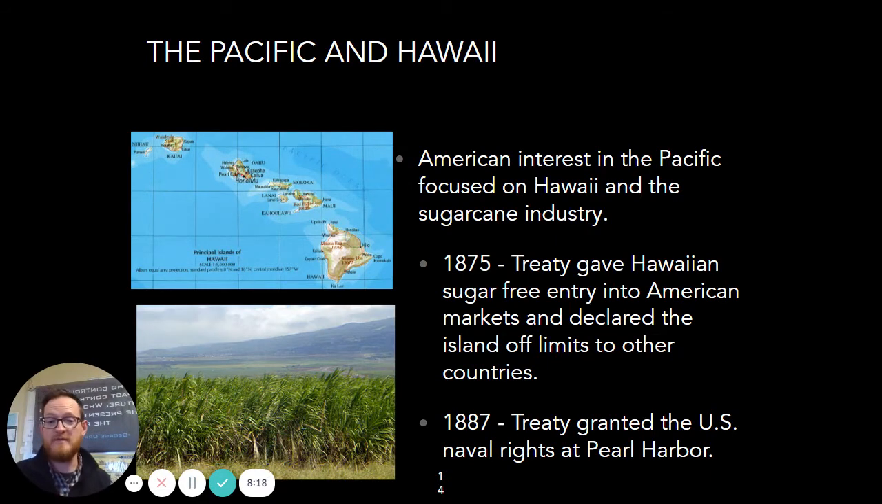So starting with the Pacific and Hawaii, again, our main interest in the Pacific had been in the sugarcane industry, and we did a lot of trade of sugar with Hawaii. In 1875, we would sign a treaty with Hawaii that gave their sugar free entry into the United States. They didn't have to pay any tariffs. But with that, we declared the island off limits to other countries. Also in 1887, a treaty granted the U.S. naval rights at Pearl Harbor.